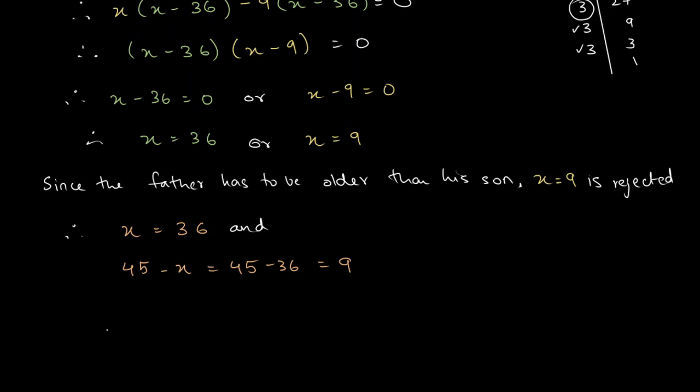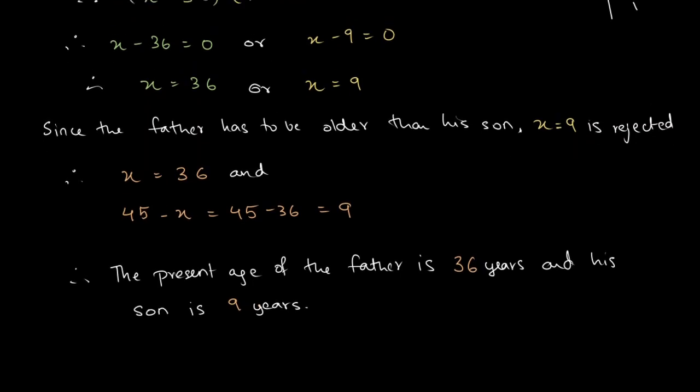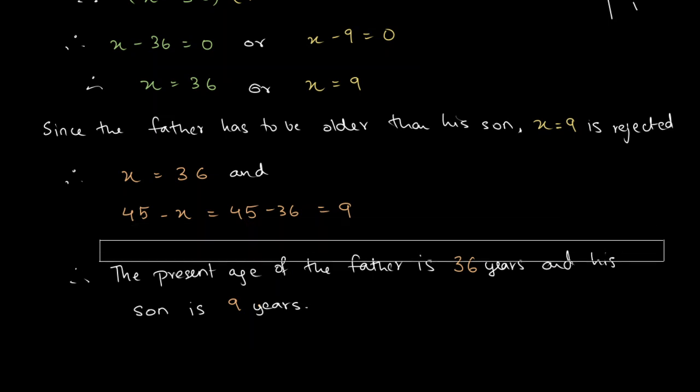Write my final answer statement here. Therefore, the present age of the father is 36 years, and his son is 9 years. So this is my final answer, which I will put in my final answer rectangle. There you go.